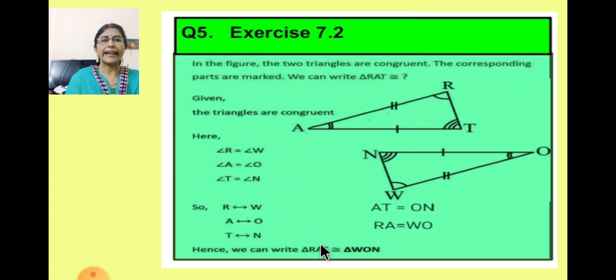So hence we'll now write down the question which is given, triangle RAT. We can write triangle RAT is congruent to, now here we will see R corresponds to W. So here we'll write triangle W, because the order of naming the triangle is very important. Then A here corresponds to O, so here we'll write O. And then T corresponds to N, so we'll write N. So we'll write triangle RAT is congruent to triangle WON.